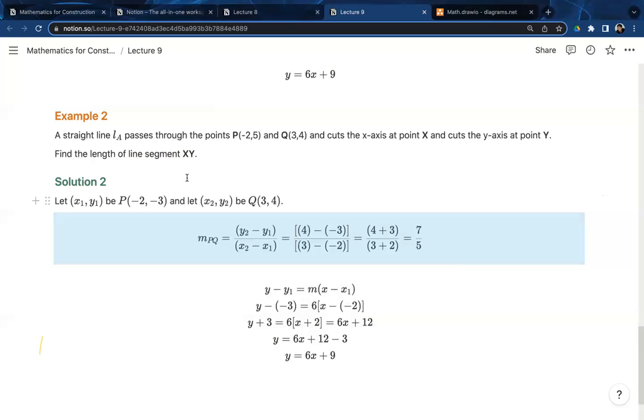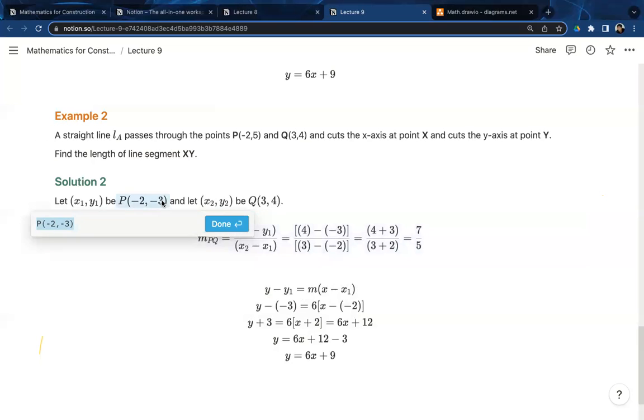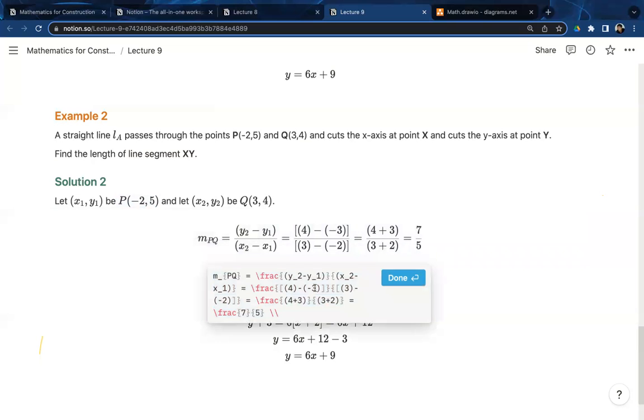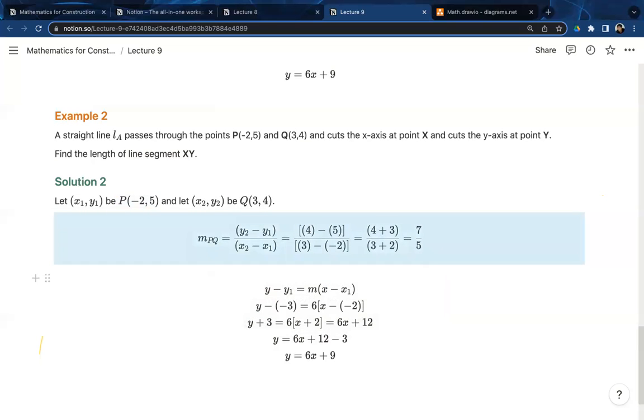Did I mix up something? Is it 2.5? Okay. Is this what it is? 2.5, right? So y1 is 5, not -3. Sorry about that.